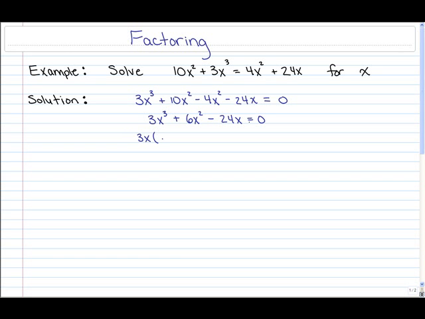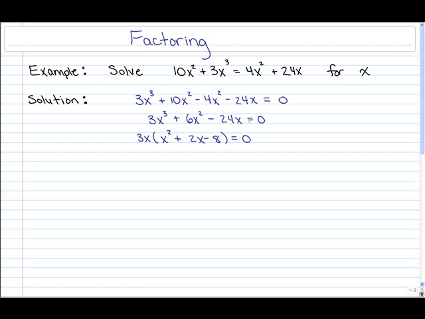So what we would be left with is x squared plus 2x minus 8. Now here, 3x is considered to be the greatest common factor. So we're actually not done factoring this expression. Here, the trinomial can be factored even further.